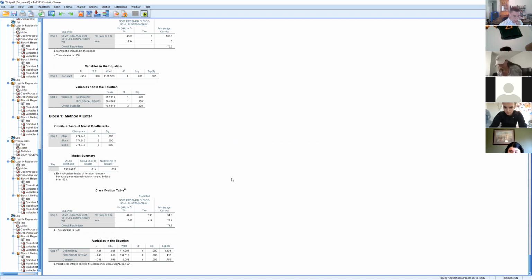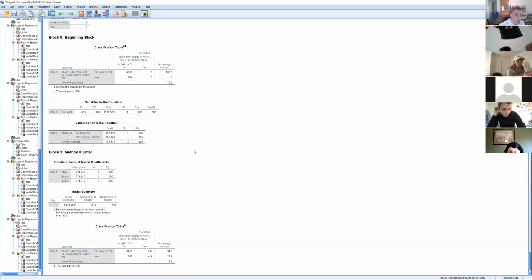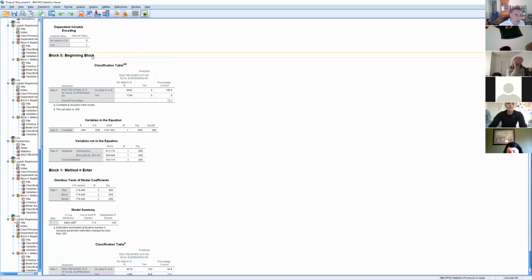So here is what we get for the output. Let me first go back to the beginning here and all of this output that it gives you. It starts up here where it says block 0, beginning block. It's just looking at the number of cases for which you observe a suspension and non-suspension, and you see that frequency table there.